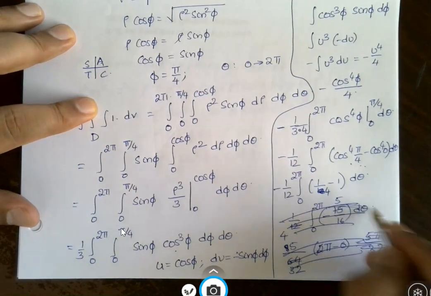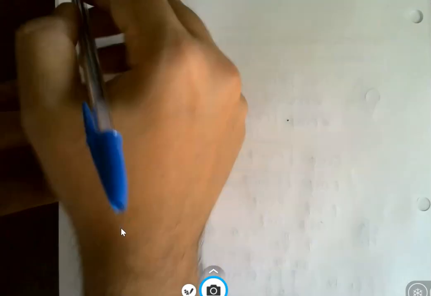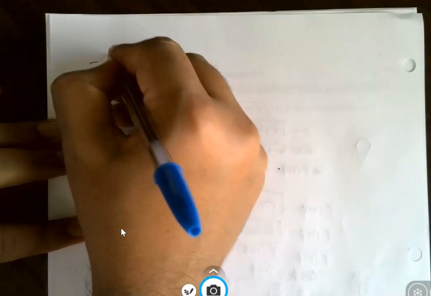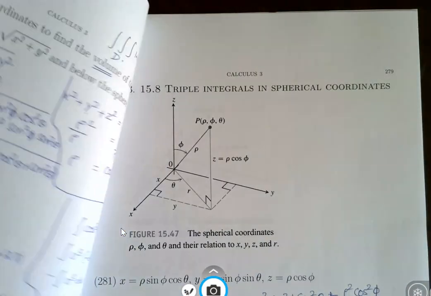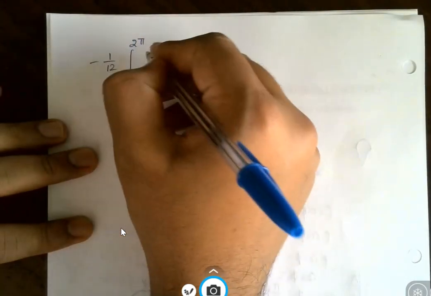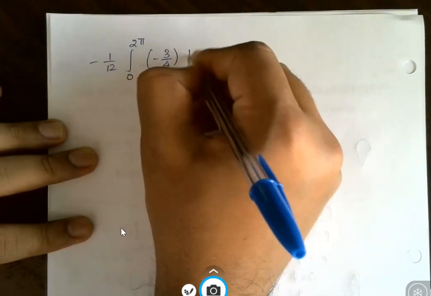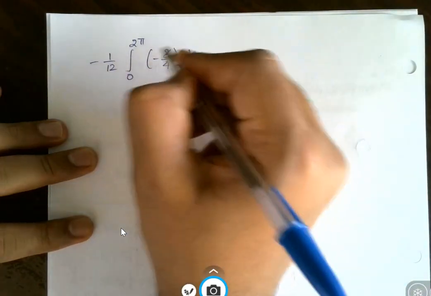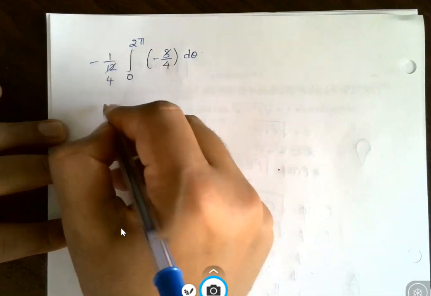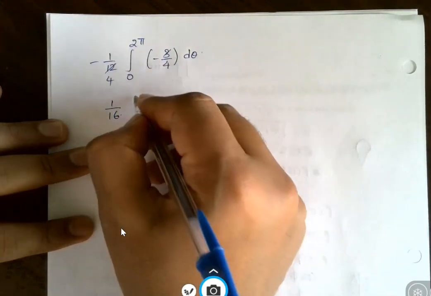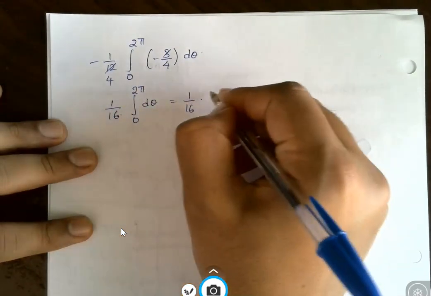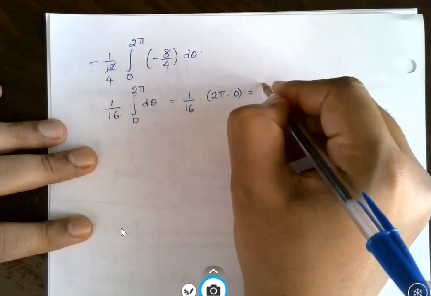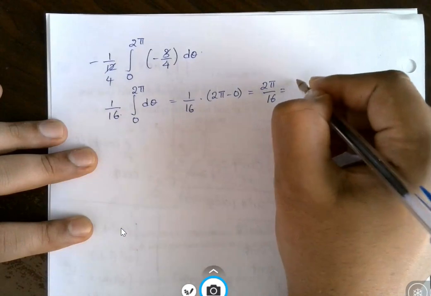So, okay, let's go to the next page. That should have been negative 1 over 12 integral 0 to 2 pi, and you had a negative 3/4 d theta, right? So 3 goes into the 12 4 times, so positive, you get 1 over 16 integral d theta, where your limit of integration is 0 to 2 pi. So that's going to be 1 over 16 times 2 pi minus 0, that's 2 pi over 16, so that's going to be pi over 8.